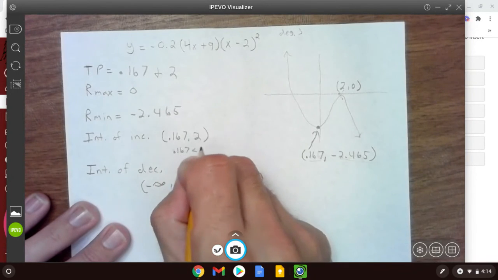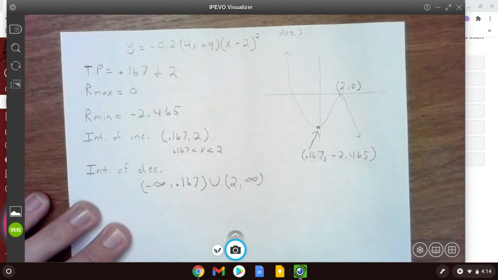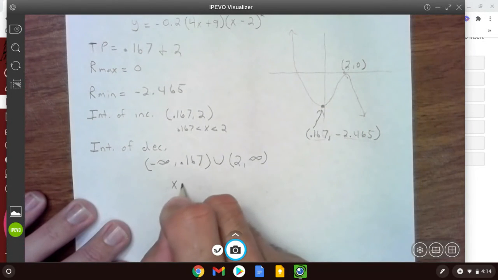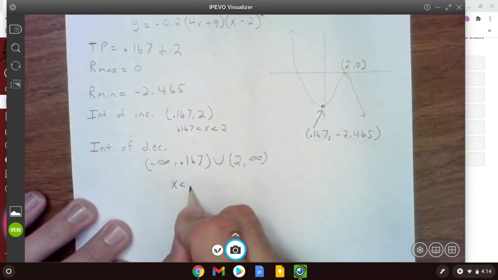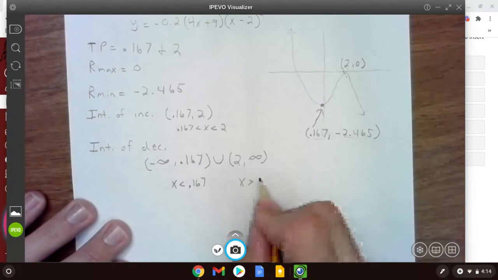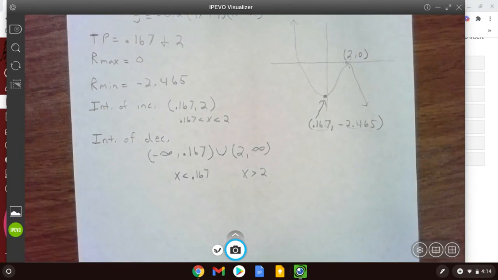0.167 is less than x is less than 2. And for this one, it's going to be all the x values that are less than 0.167 and all the x values that are greater than 2. Good.